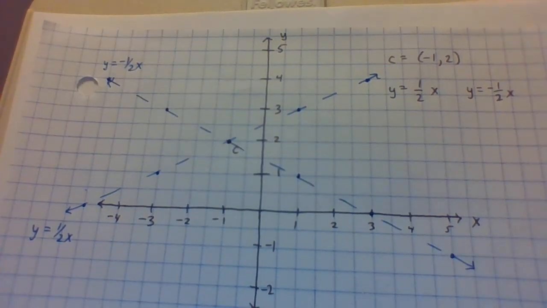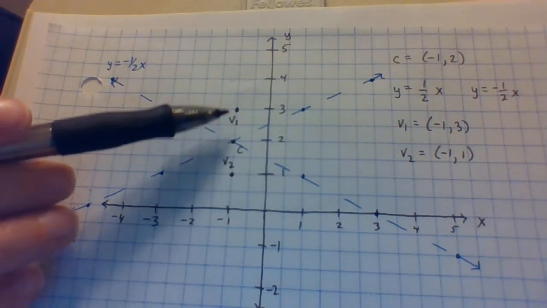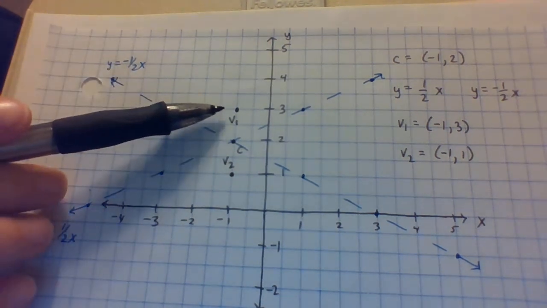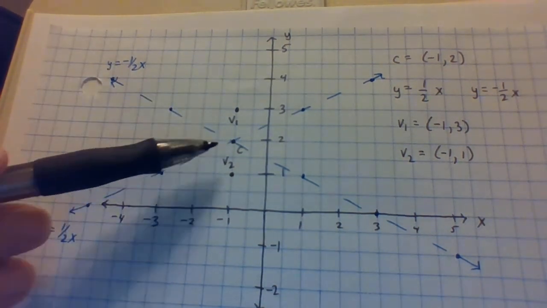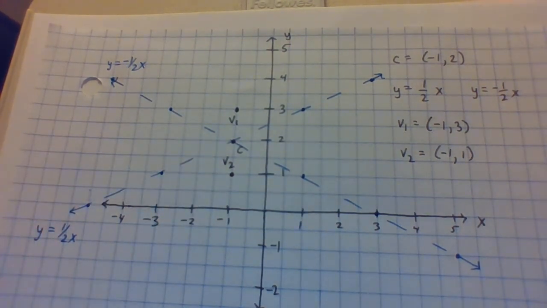Let's go ahead and put our vertices on our graph. Remember that your a value was 1, so I'm counting up and down 1 unit from my center. Again, keep in mind I'm using 2 blocks to represent 1 unit, so when I count up 1 unit, my first vertex is going to be at the point negative 1, 3. And if I come down 1 unit from my center, my other vertex is going to be at the point negative 1, 1.